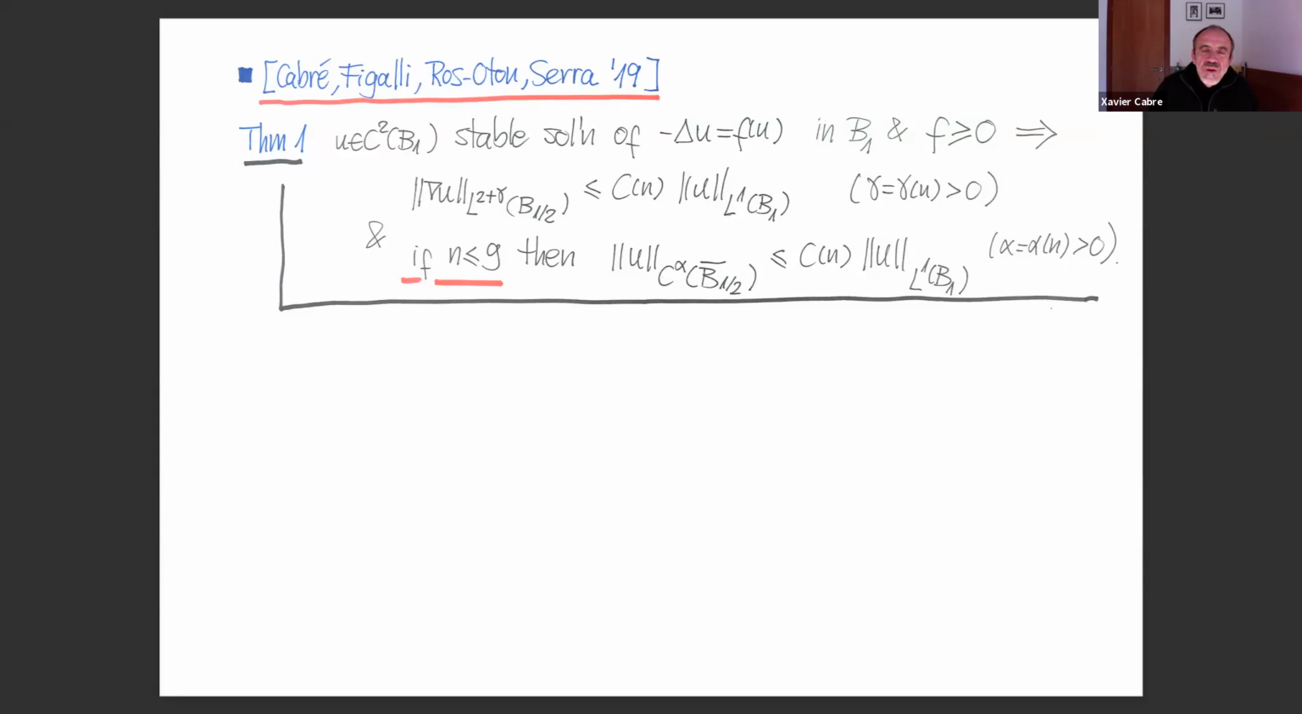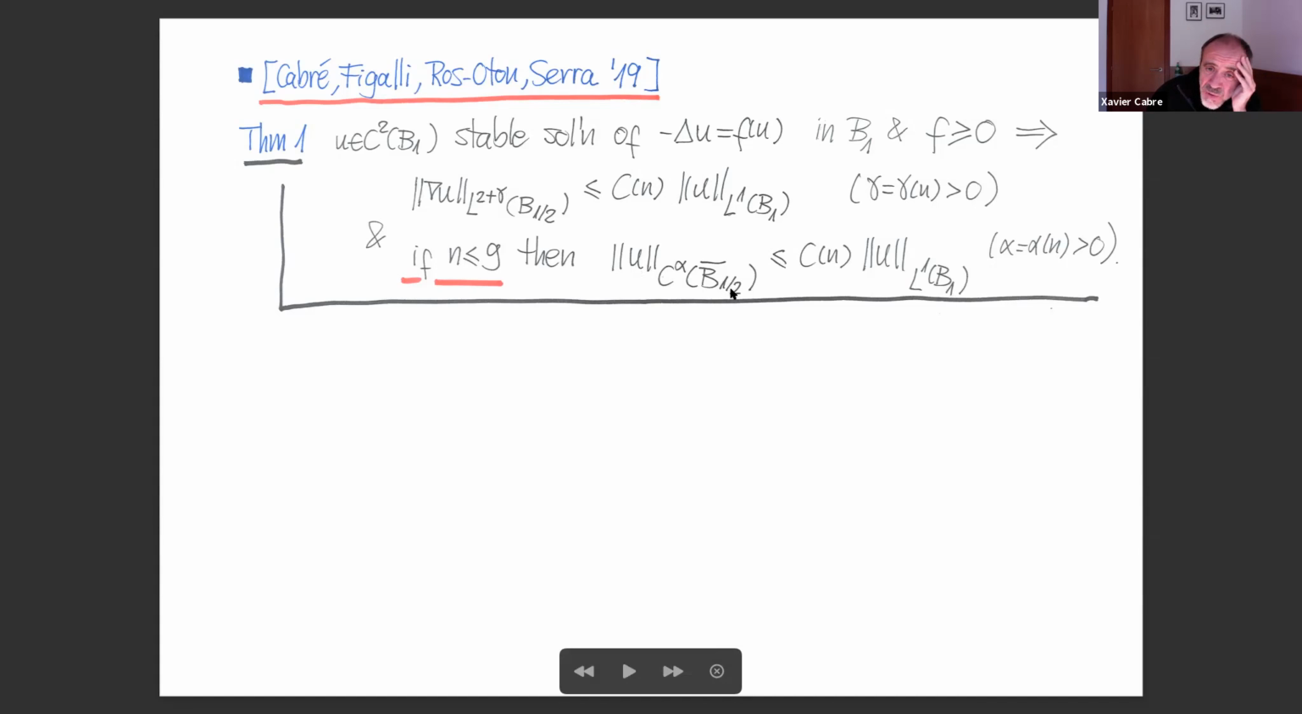Then in every dimension, we can prove that the gradient of u is in L2, even a little more than L2. So it's an H1 a priori estimate, a very nice one, because on the right-hand side, there is only the L1 norm of u and a universal constant. And this is in every dimension. Instead, for the L infinity estimate, we know that we need a limit for the dimension, and we arrive at the optimal dimension 9. So if n is less than or equal to 9, then we have a Hölder interior estimate for the stable solution.